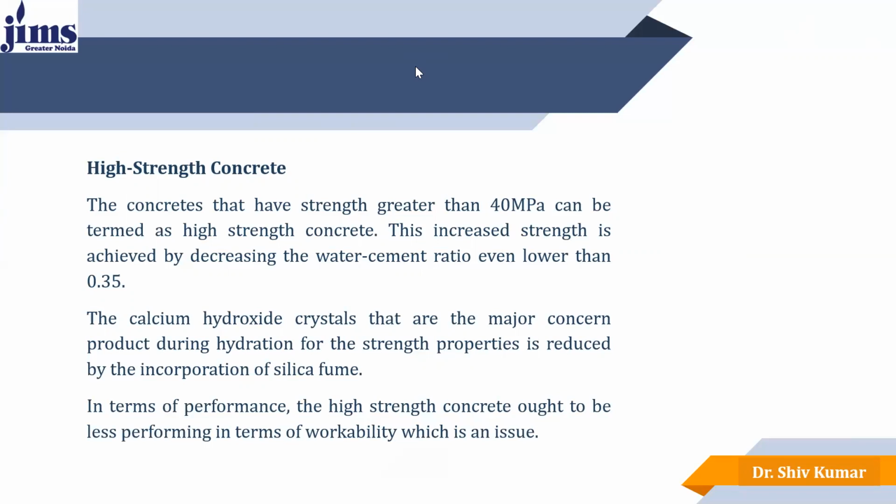In terms of performance, high strength concrete is less workable, which is an issue. So we need a vibrator to make it compact, because of its lower workability. When we place the high strength concrete, we have to use the vibrator along the way. High strength concrete is required in high-rise buildings to cast the columns, the beams, and the foundation too.